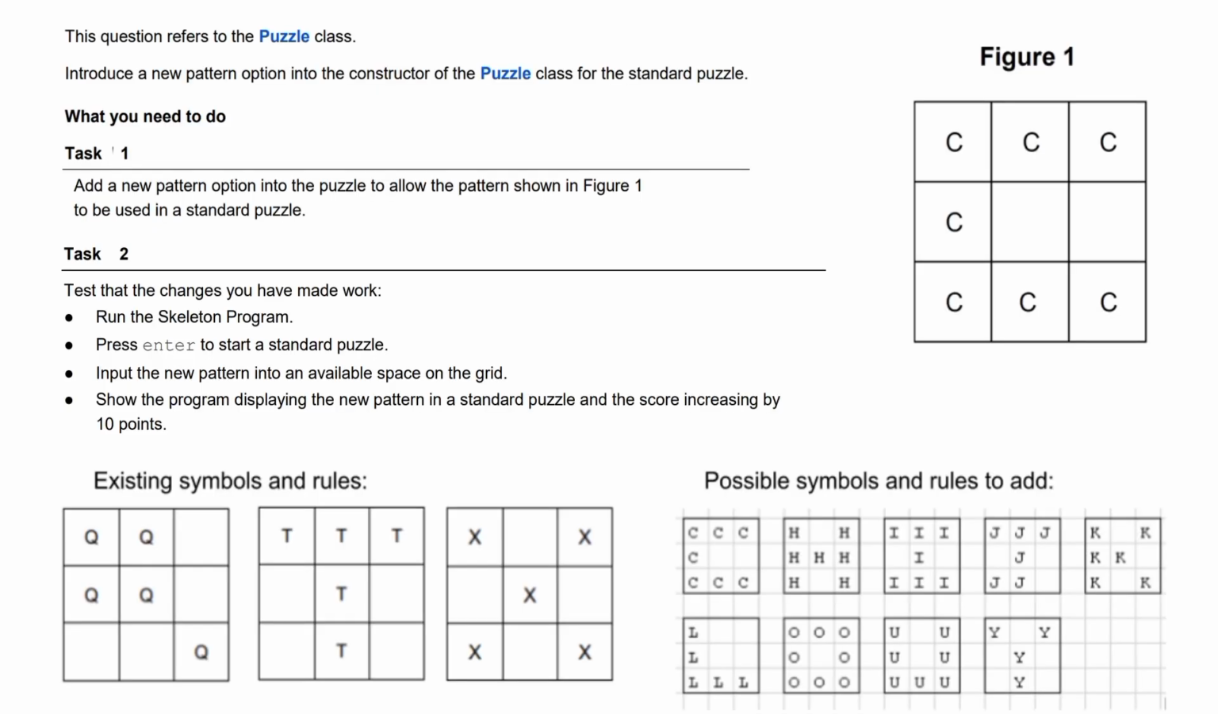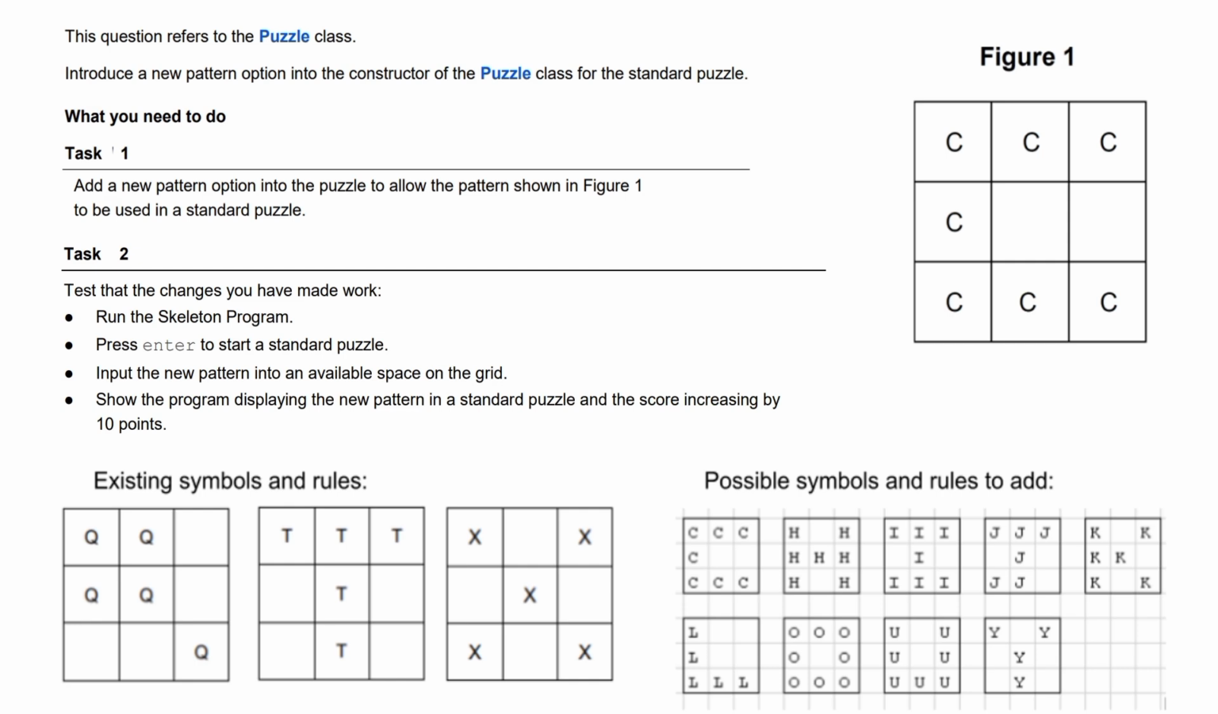So we're going to start off with an easy question, just to give you a clear idea of how to approach these questions, and then we'll try one more question after this. Now, the question says, this question refers to the puzzle class. Introduce a new pattern option in the constructor of the puzzle class for the standard puzzle.